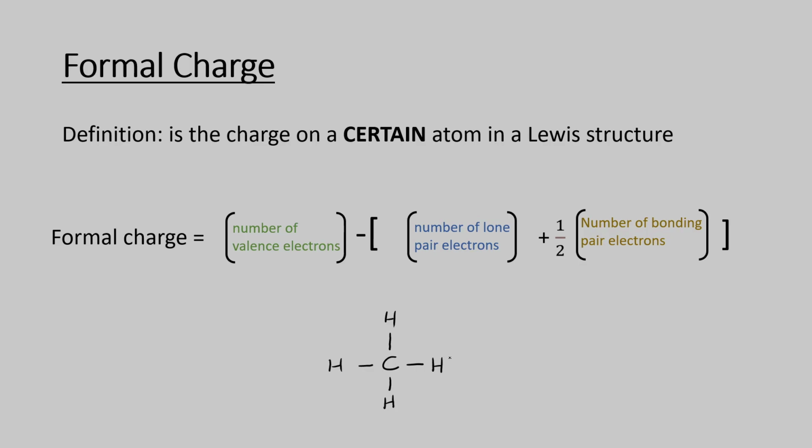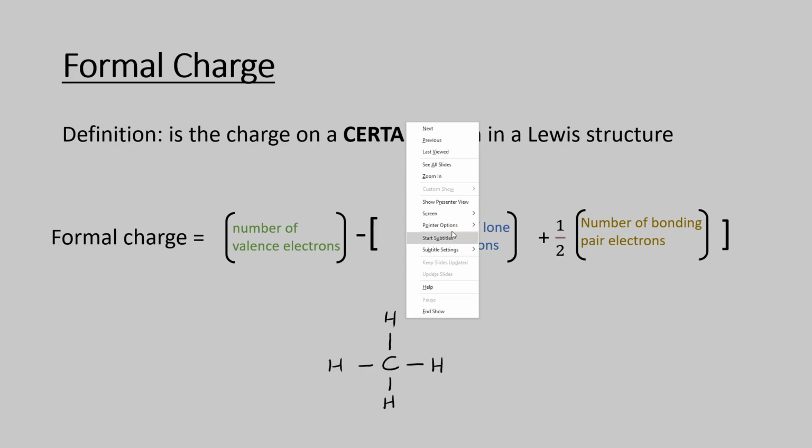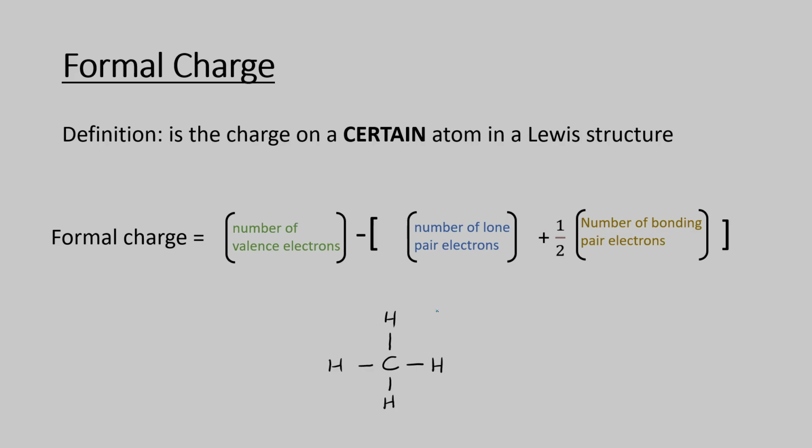So, formal charge ni, kalau you tengok dia cakap certain atom. So, setiap atom ni, diorang punya charge. So, cara nak kira dia, for example, untuk hidrogen, okay. Okay, untuk hidrogen ada one valence electron kan? Betul tak? Hydrogen ada one valence electron.